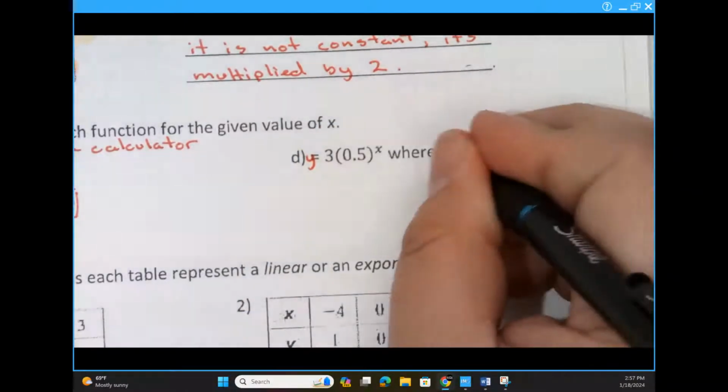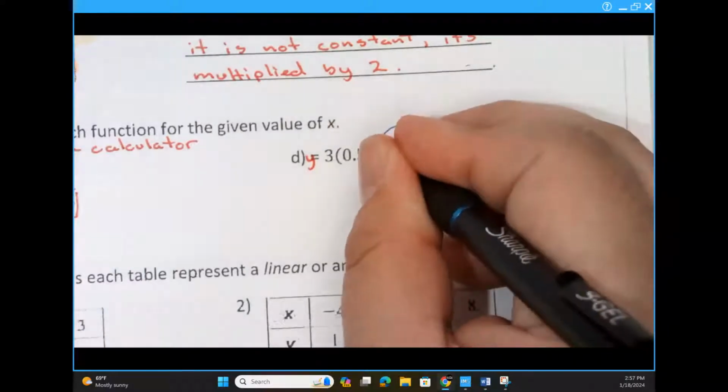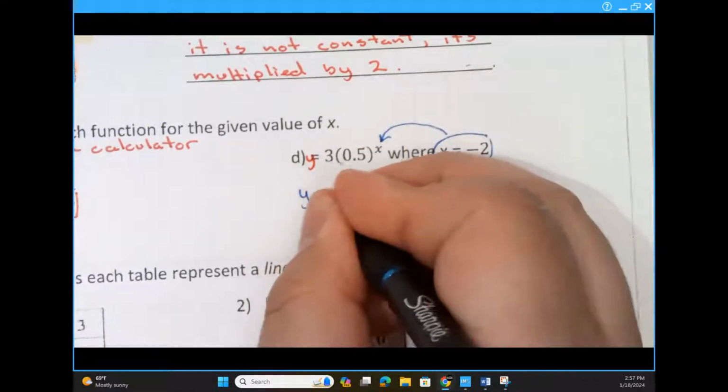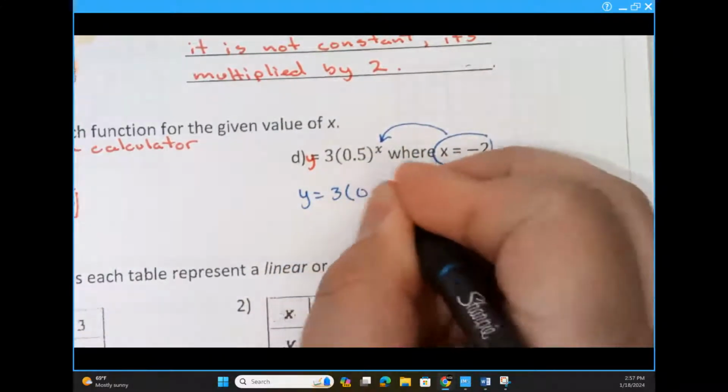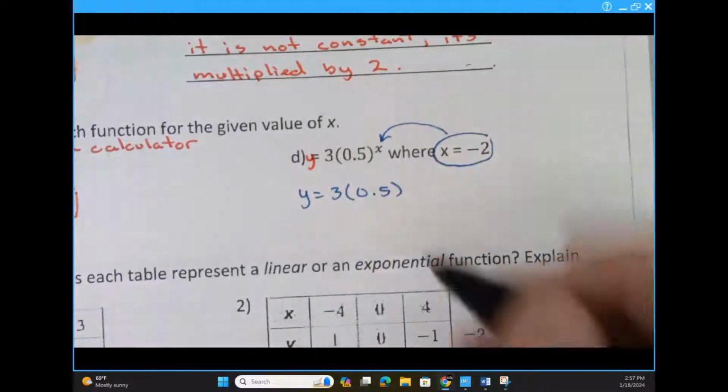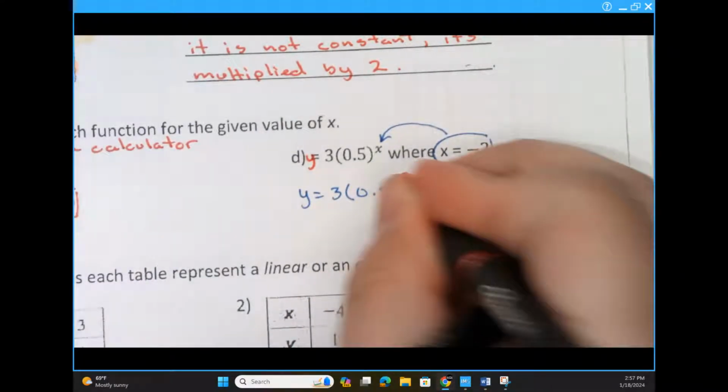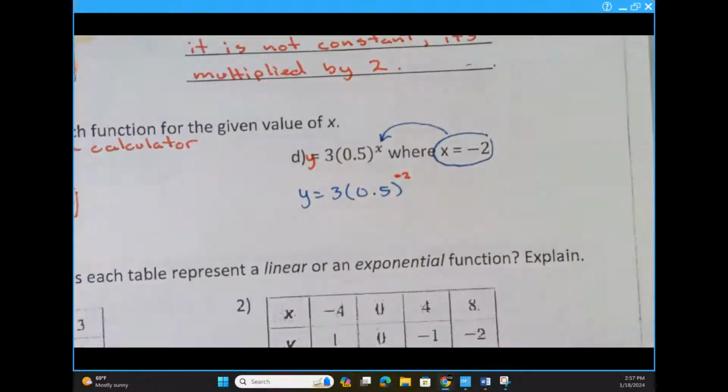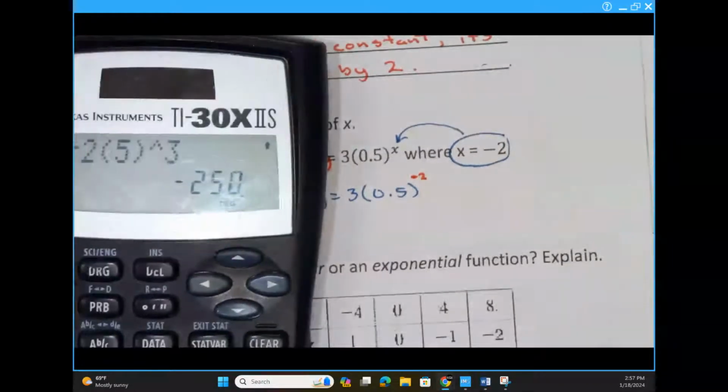Look, there's my X. That's where I'm going to write it. 3, 0.5, and then it's a power of negative 2. Then throw it in there. And yes, you are allowed to throw negative powers into the calculator. All right, so here we go again.